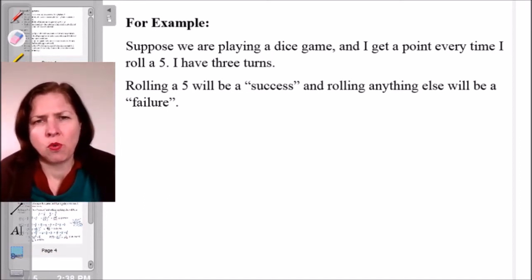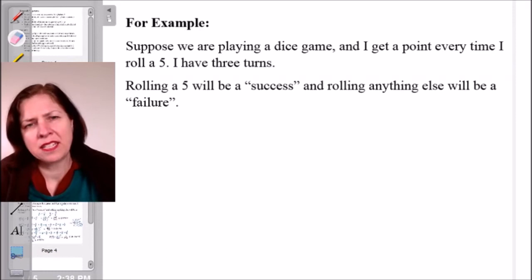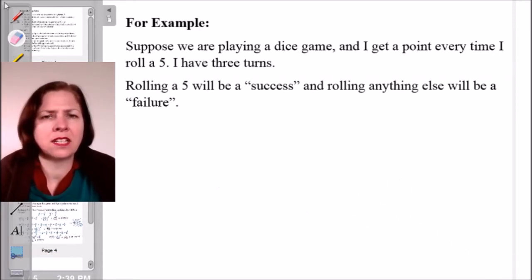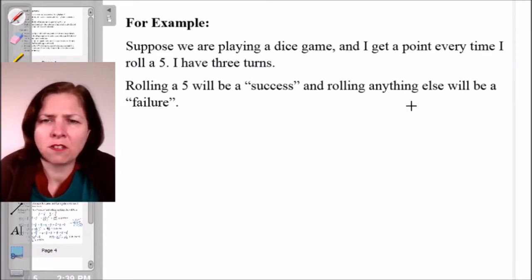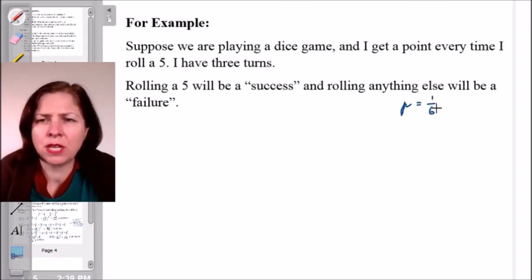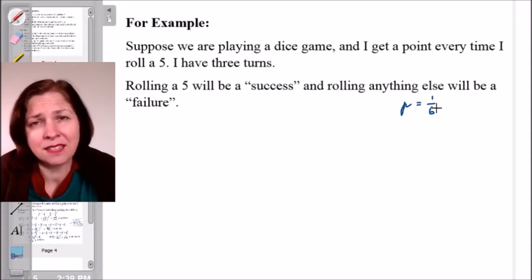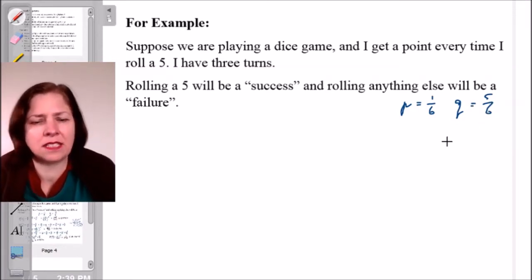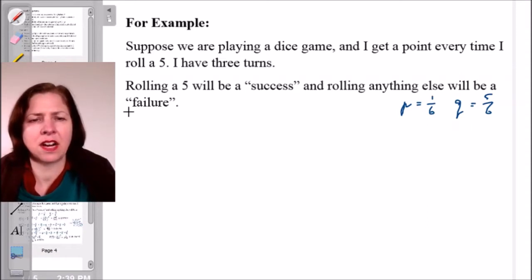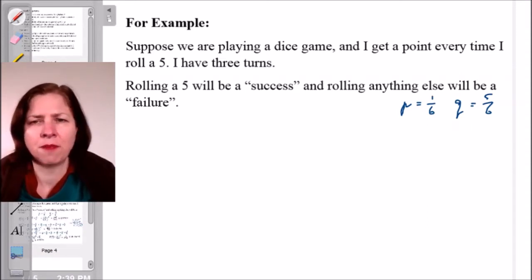So here's my example. We are playing a dice game and I get a point every time I roll a 5, and I have 3 turns. Rolling a 5 will be a success and rolling anything else will be a failure. So the first thing I can jot down here is that I know the value of P is going to be 1/6, because the probability of getting a point is 1/6. And Q is 5/6, because the probability of not getting a point is 5/6. Okay, then the next thing that I need is to define my variable.